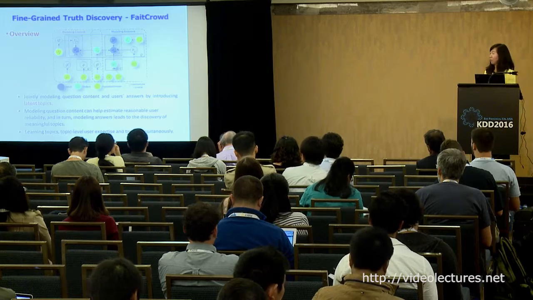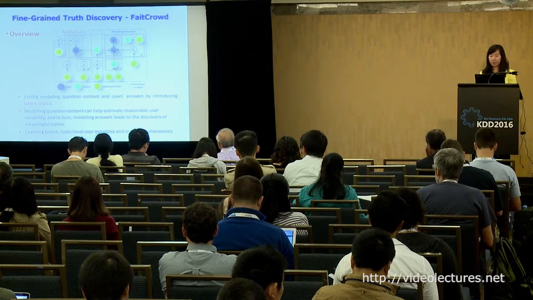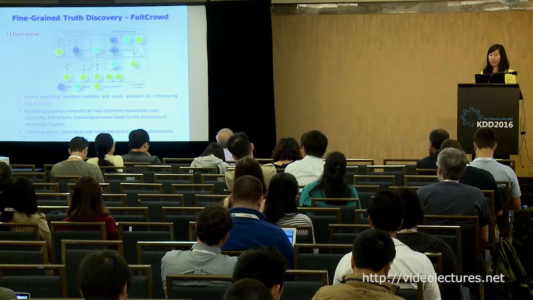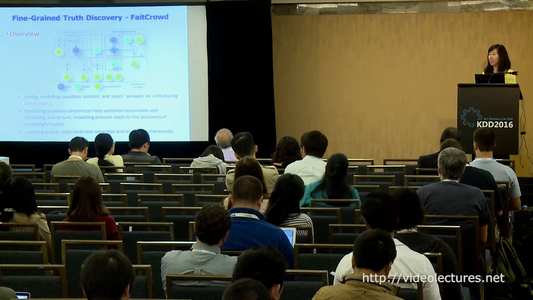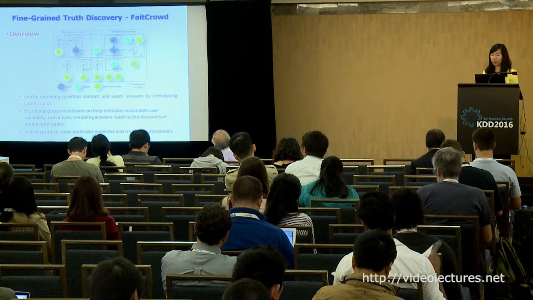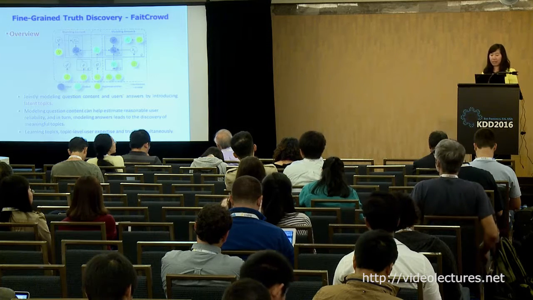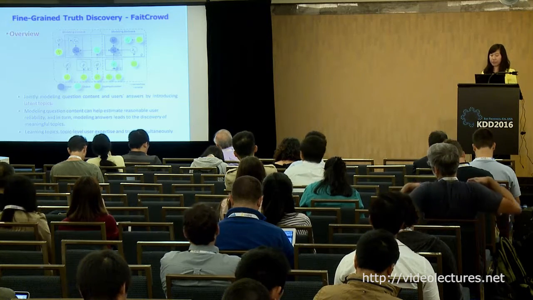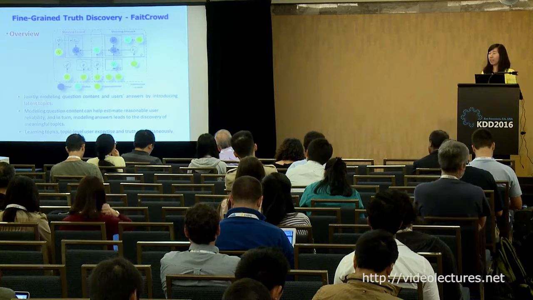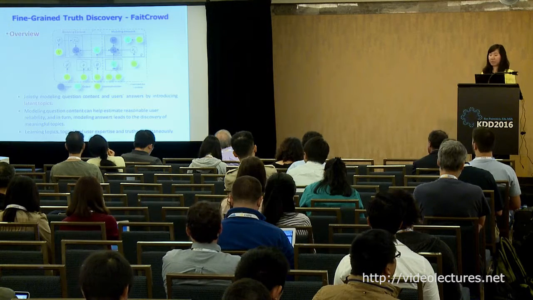To solve this problem, we propose a probabilistic model. The basic idea is that we jointly model the question content and the users' answers by introducing latent topics. The principle is that modeling the question content can help estimate reasonable user reliability, and in turn, modeling answers leads to the discovery of meaningful topics. Using this model, we can learn the topics, topic-level user expertise, and the truth simultaneously.